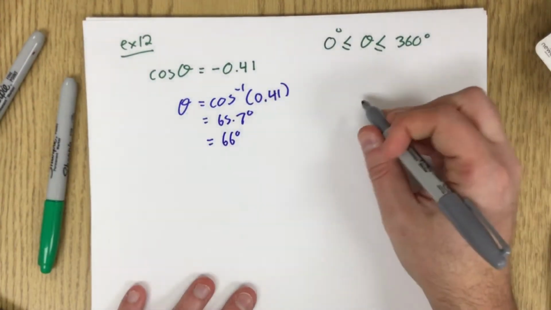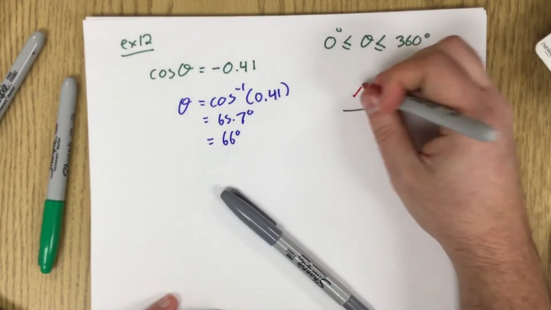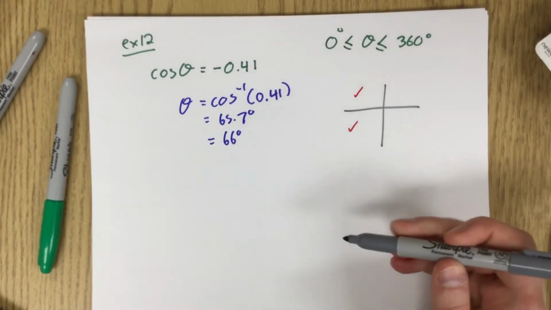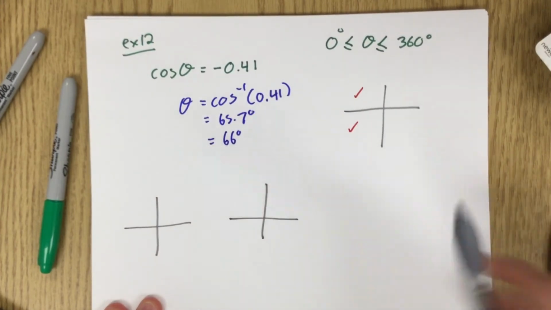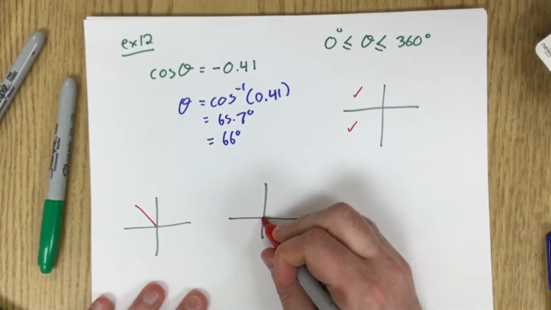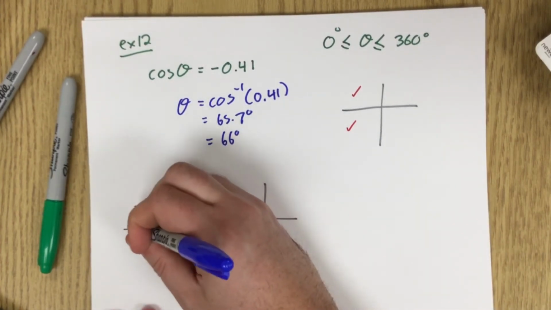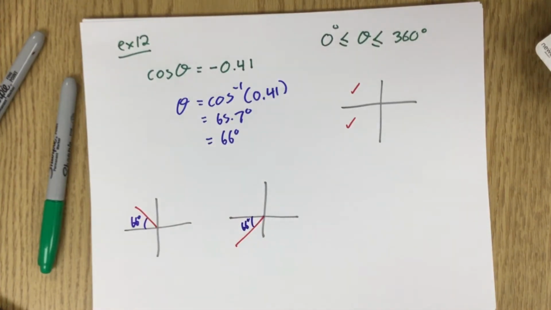It's a negative cos, so the quadrants we're going to be in, CAST, are these two quadrants. We have a second quadrant answer and we have a third quadrant answer. And this is 66 degrees, and this is 66 degrees. Blue is not showing up well in small writing.